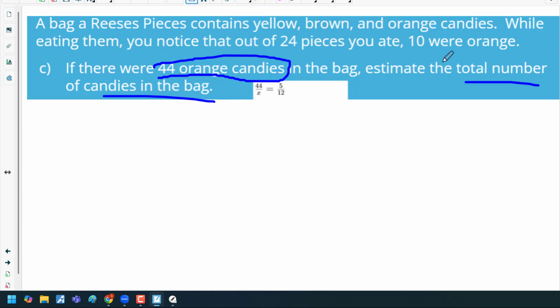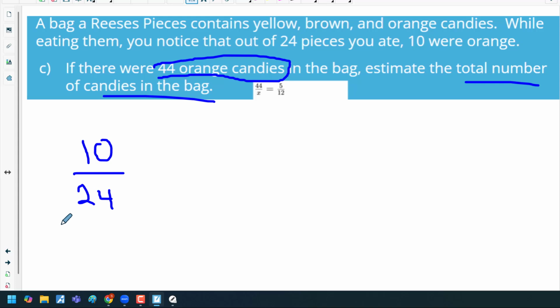We know based on our experiment of eating these candies that 10 over 24 is our initial fraction or probability of orange candies in this pack of Reese's Pieces, 10 over 24. And now they're saying, well, what if there were 44 orange candies in the bag? What's the total number of candies in the bag, including all the colors?